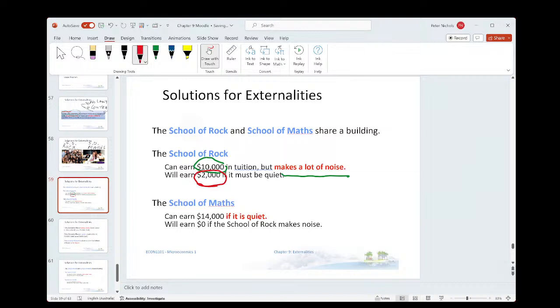Maybe they've got quiet drum kits, and maybe people can play guitars and keyboards through their headphones. But I think we all recognise that that is not the same. So fewer people are going to come to the School of Rock if they understand that it's all going to be quiet. It won't be much fun doing their School of Rock after their school classes. On the other hand, the School of Maths can earn $14,000 if it is quiet, and zero if it's noisy. So now we have to think about, well, what is the most efficient outcome here? Should we allow it to be noisy, or should we force it to remain quiet?